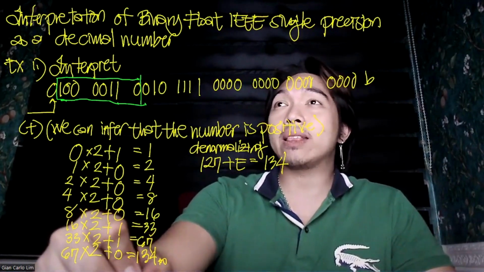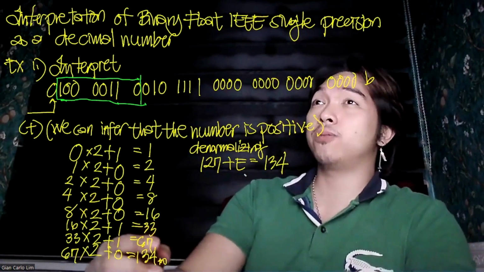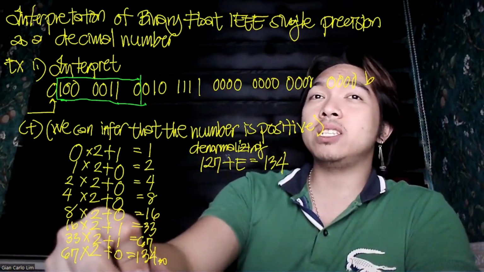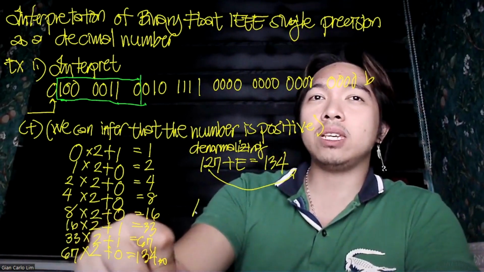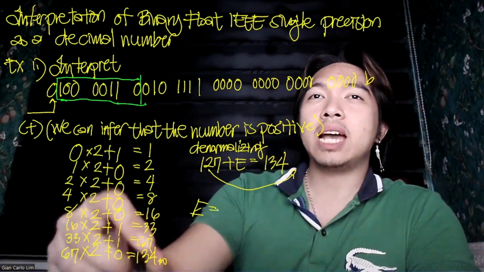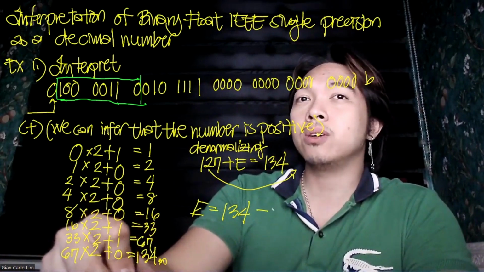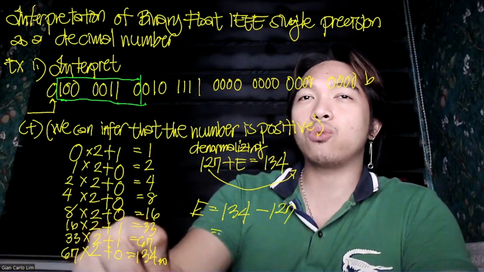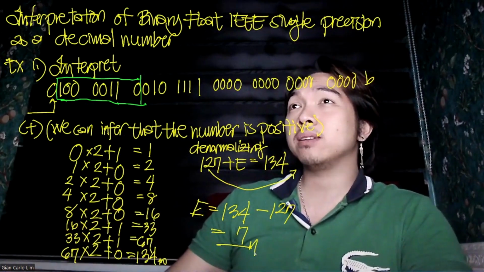So how do we do that? Okay, it's just application of algebra. So how do you solve for E? So we simply transpose this value to the other side. So to solve for E, that would be 134 minus 127. And that would be equal to 7. So meron na tayong value ng E.